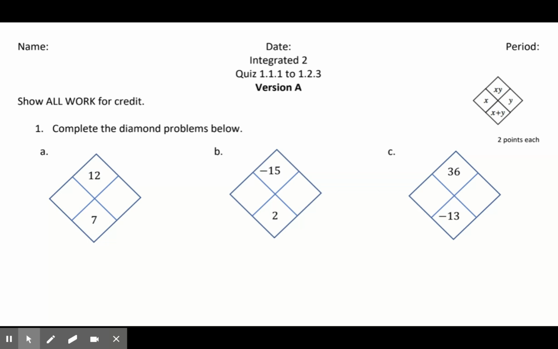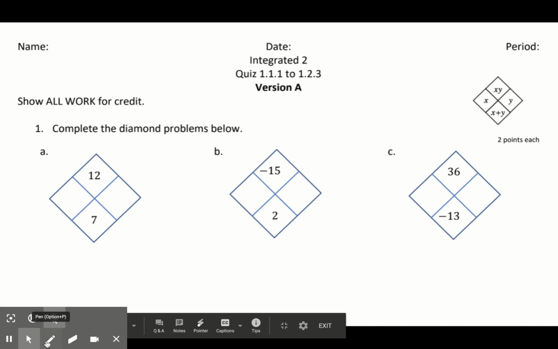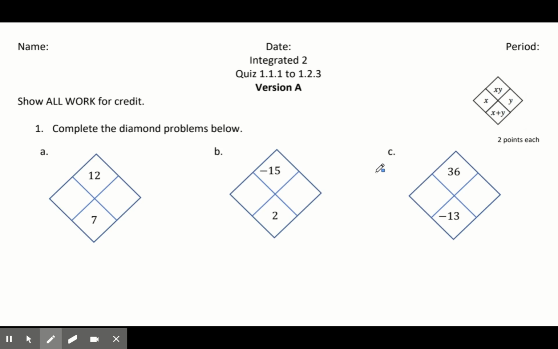For these problems, remember that the formula is right here: the top is the two numbers in the middle multiplied together, and the bottom is the two added together. For instance, you need to figure out two numbers that multiply to 12 and add to 7. Those are 3 and 4, because 3 times 4 is 12, and 3 plus 4 is 7.